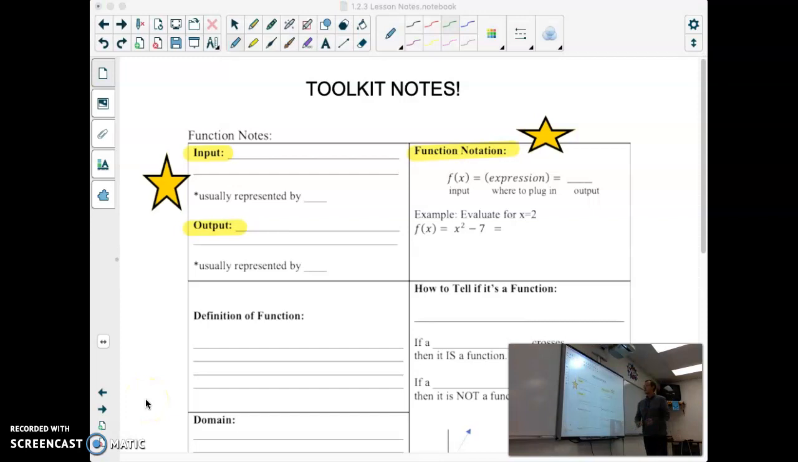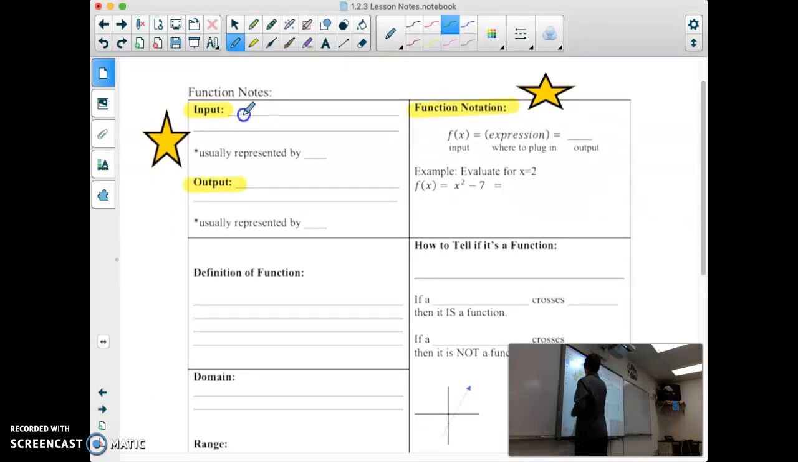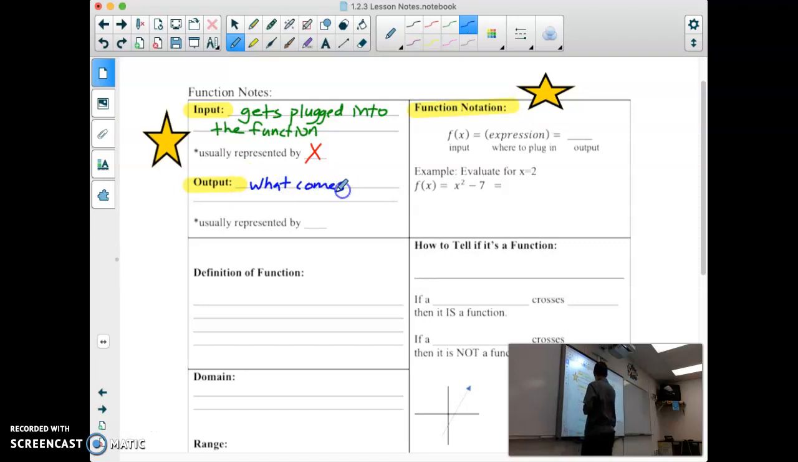All right, and the last thing for today is our toolkit. So make sure we have our yellow cardstock toolkits out so we can fill in what we learned today. So our input is what gets plugged into the function. This is usually represented by our x value, right? And then our output is what comes out of the function. And again, this one is represented by y.